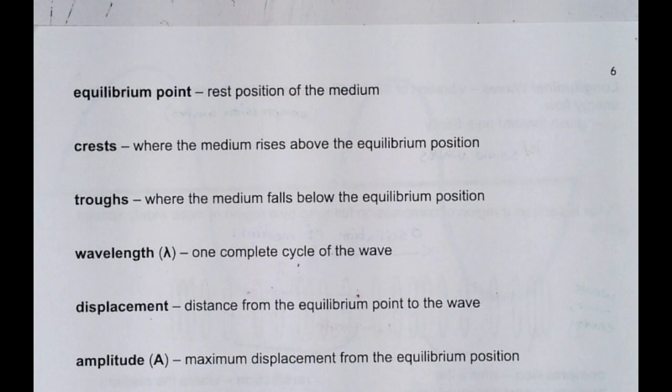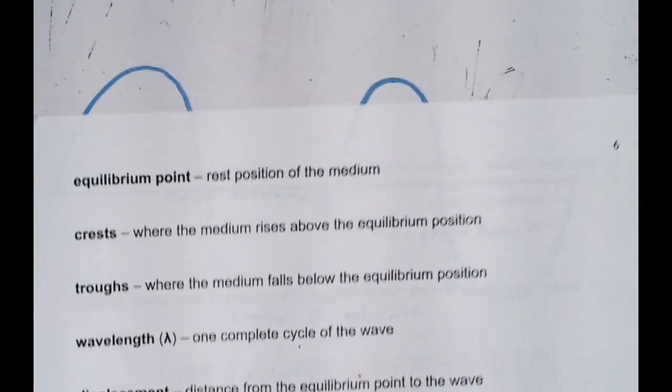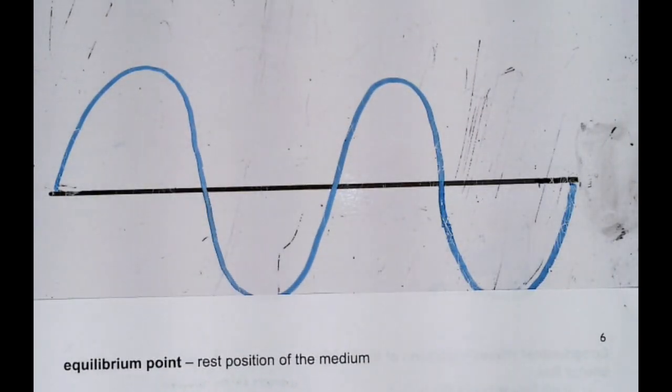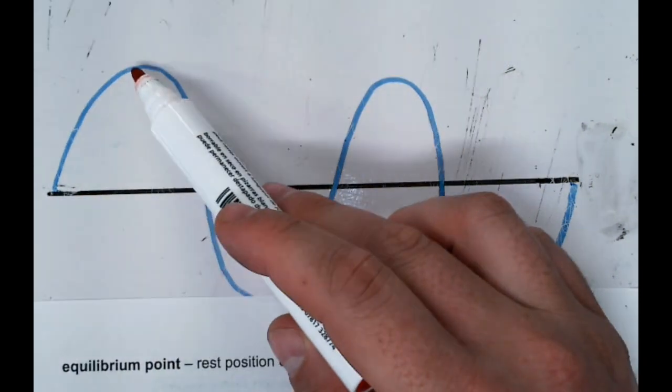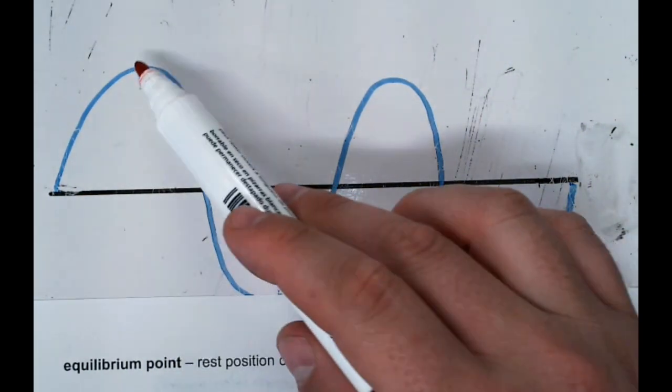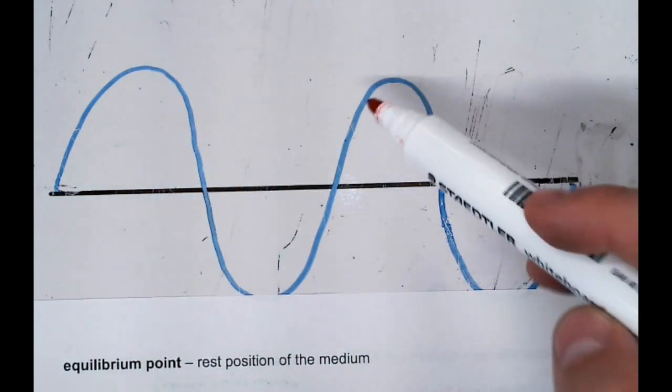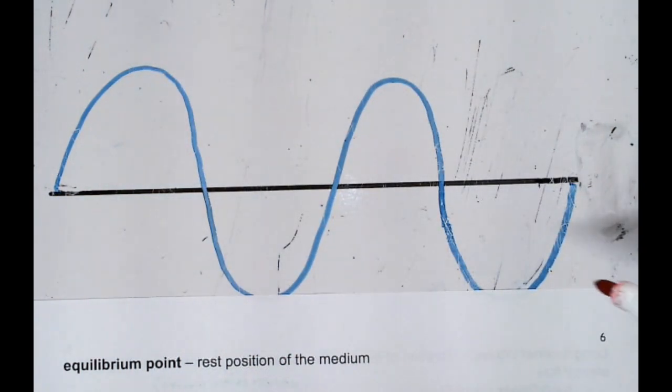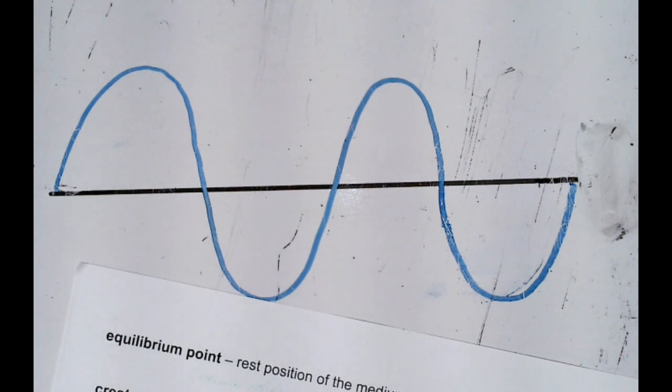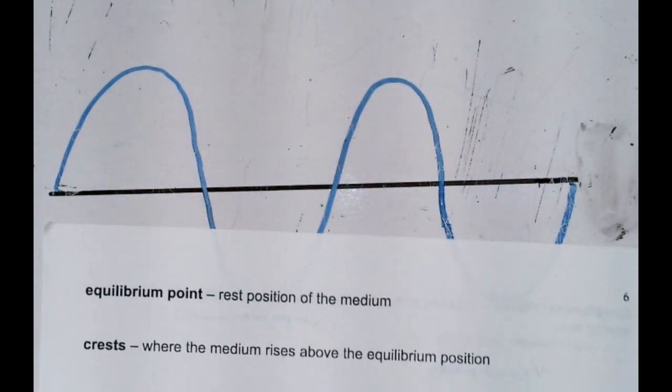The next one is the wavelength. The wavelength is one complete cycle of the wave. So if we have one complete cycle of the wave, like we learned on the last page, that would be if we go from one top of the crest to the next top of the crest, or one part of the trough to the next part of the trough. It's if we get one full complete cycle of the wave.